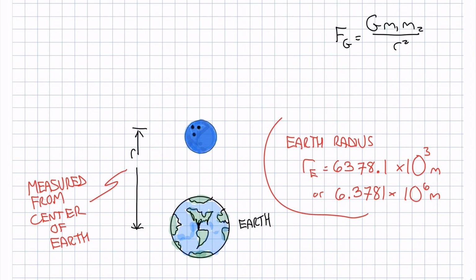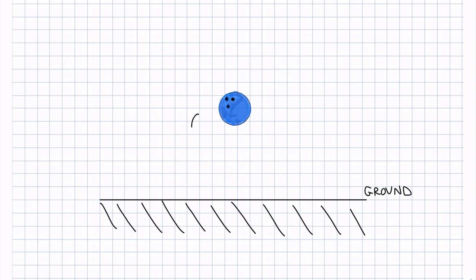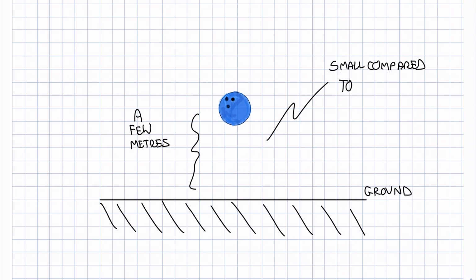Now, this distance is quite huge due to the fact that the Earth has a large radius, about 6,378.1 meters. The reason I bring this up is because the radius of the Earth is so large, having a bowling ball moving just a couple of meters above the surface of the Earth isn't going to result in a huge change in the force of gravity. In fact, we'll treat the radius of the Earth as a constant, and that'll allow us to treat the force of gravity on the bowling ball as a constant.